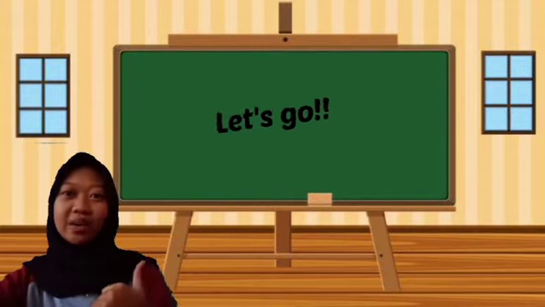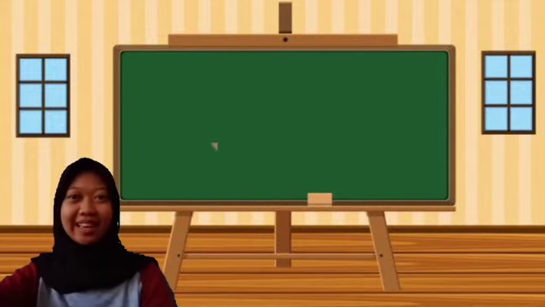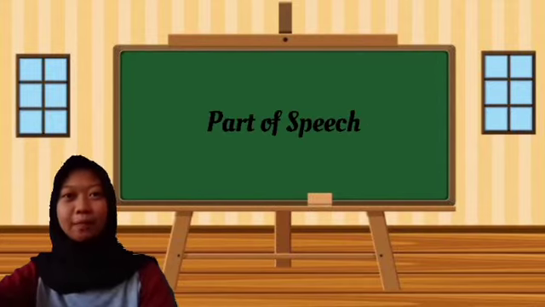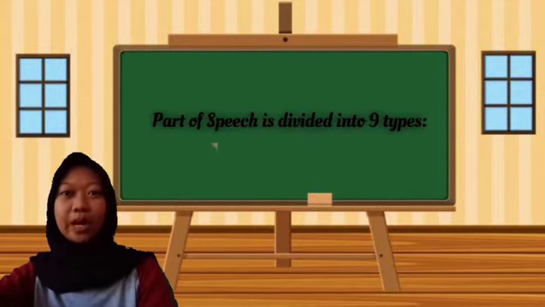Okay, let's start with the material. The first material is about the part of speech. What is a part of speech? Part of speech are words that are combined in one sentence where the word has a different function in its usage. This means that some word can be a noun in one sentence and a verb or adjective in the next. Part of speech is divided into 9 types.